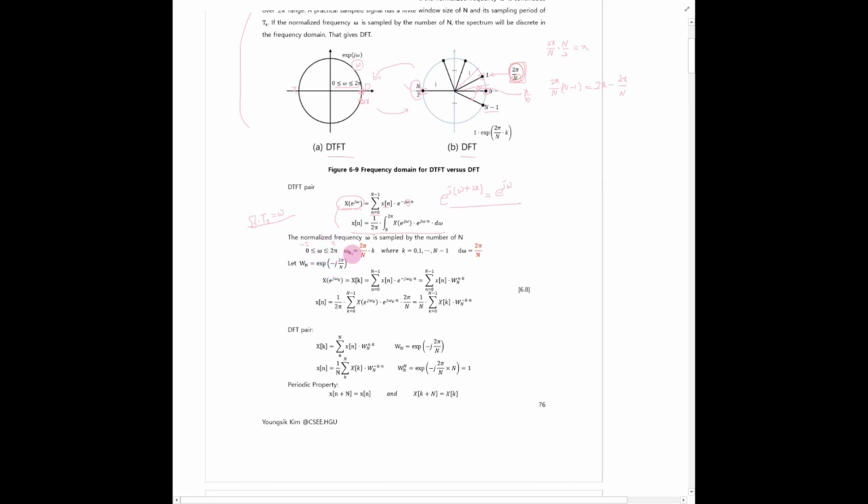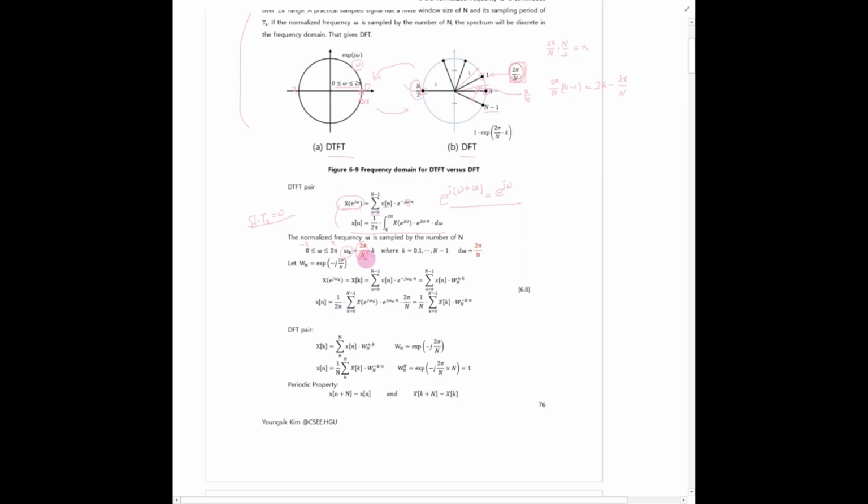But in the DFT, we sample this frequency only at these steps, so k times 2 pi over n. You may think this seems like a Fourier series. It's quite similar. The DFT seems like a Fourier series. The period is n.